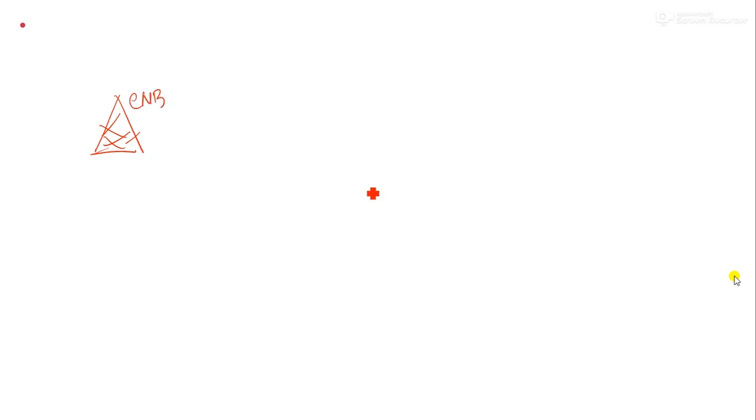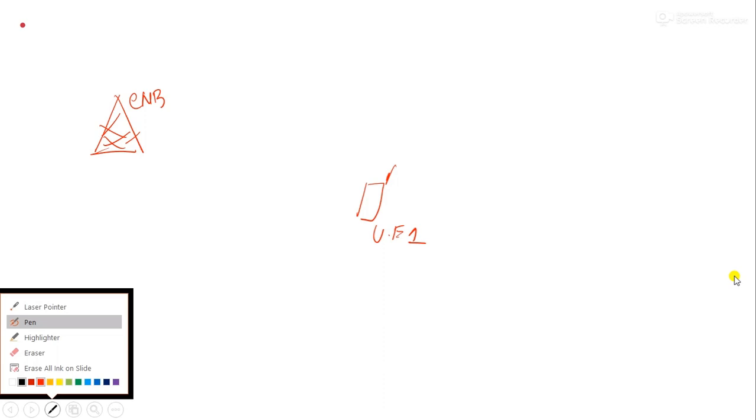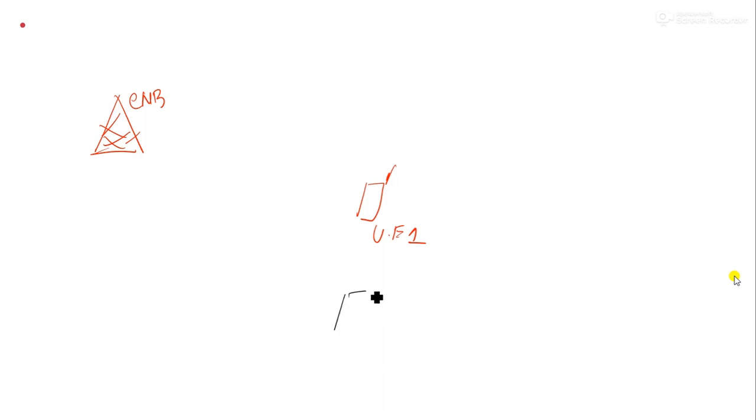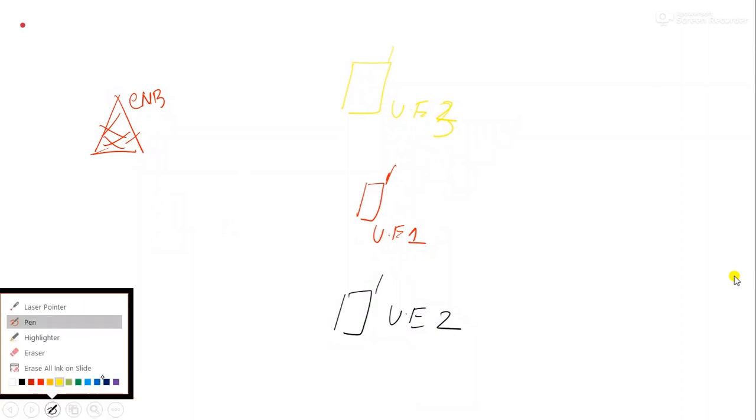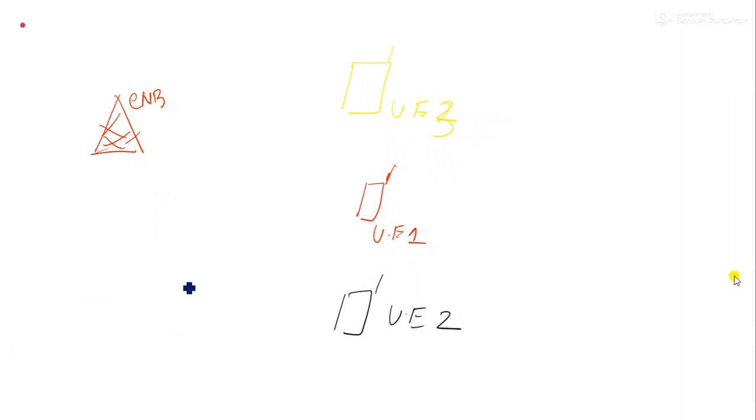So we have an eNode B here. Let's say we have a mobile, which we put as UE number 1. Let's say this is UE number 2. And let's say there is one more UE, one more mobile, UE number 3. Now, what we have to understand here is how the allocation will take place.